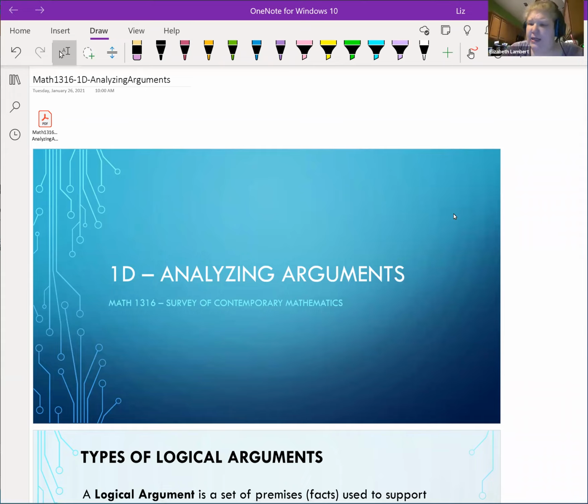This one is on analyzing arguments. This is very similar to some of the stuff we were doing in the previous section, but we're also going to be using Venn diagrams. It's kind of a weird mishmash.